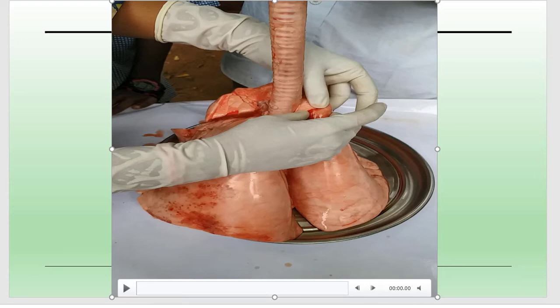Okay, I think you understood the structure of the lungs of mammals. In this way, our human lungs are also present.